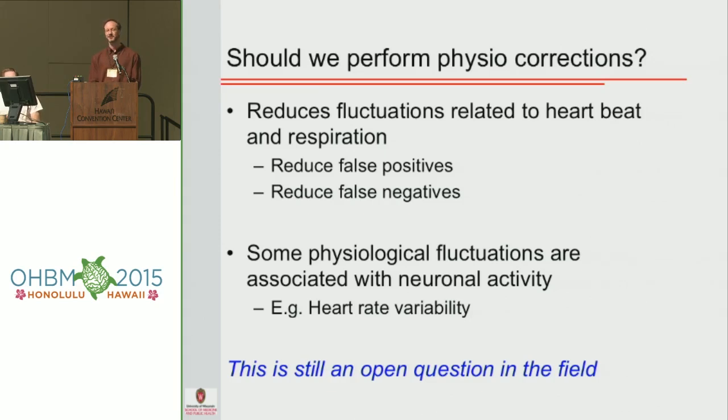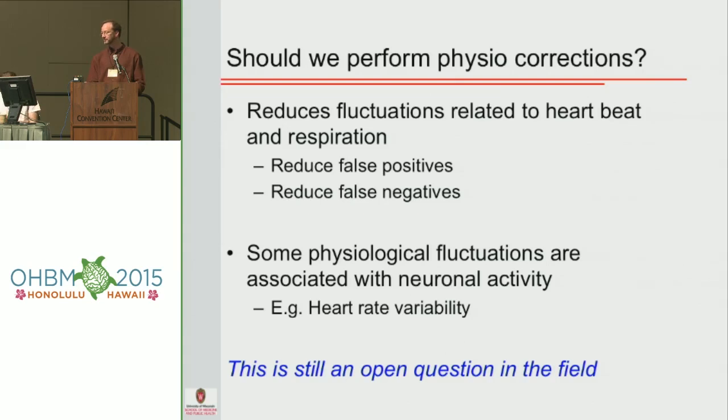So finally, just wanted to leave with the thought of, should we perform the physiological noise corrections? First of all, I have shown here, and others have shown, that this does reduce fluctuations related to heartbeat and related to respiration variations, reduces false positives, reduces false negatives. Probably less of an effect on regular task fMRI unless you're in areas that tend to be close to pulsatile vessels.